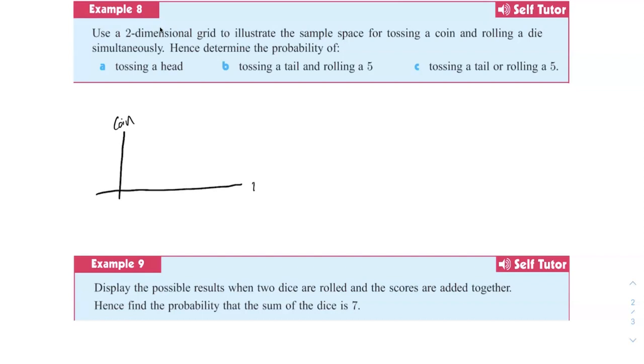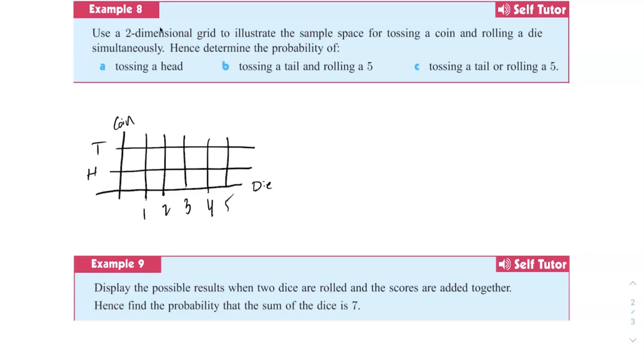Now it doesn't matter which one you do on which axis. So if you toss a coin, you can get heads or tails. When you roll a die, it could be 1, 2, 3, 4, 5, or 6. Remember, the things you could hit are these, and where they intersect are your choices. So we should have 12 choices here. Hence, determine the probability of tossing a head.